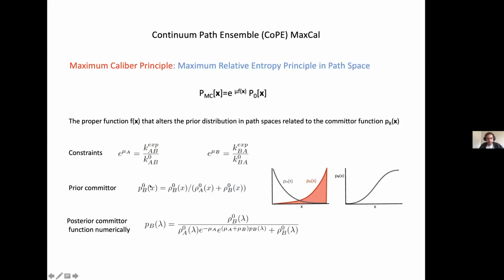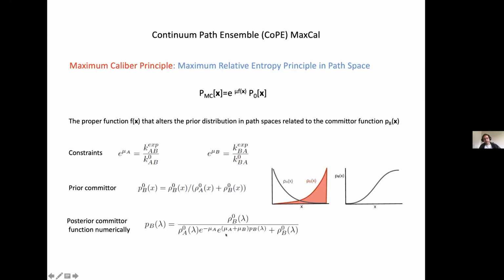Now, what is the committer function? Imagine that you have trajectories that are leaving state A, and you can always plot a configuration probability distribution of these trajectories. The committer is nothing but the probability density of trajectories coming out of state B divided by the probability density of trajectories coming out of state A and B. So this is what the committer is, and this is the prior committer.